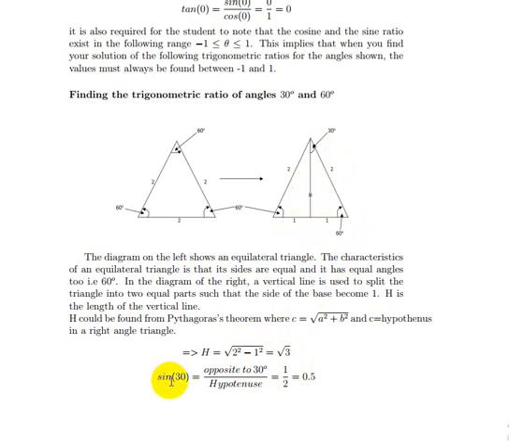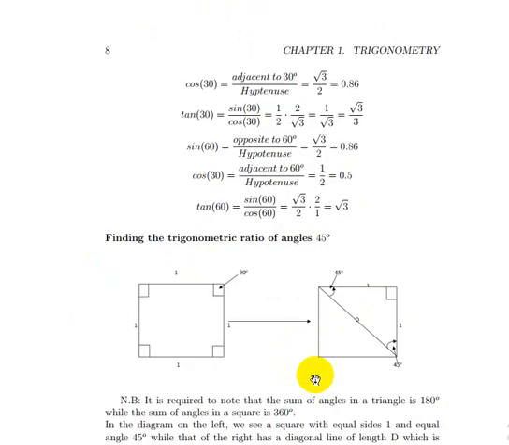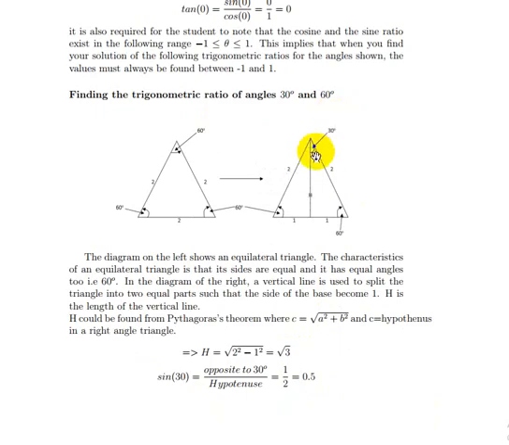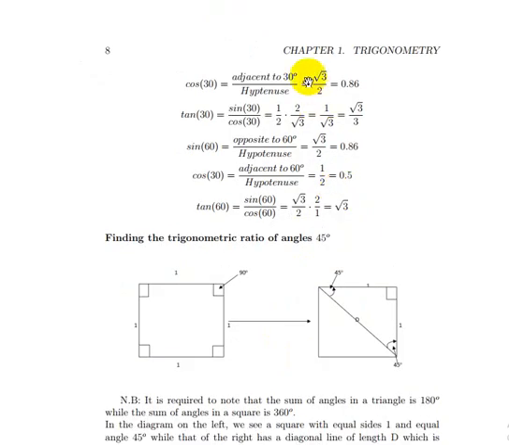Now, the sine of 30 degrees is going to be the opposite to the angle of 30 degrees, and this is 1, all over the hypotenuse. So sine of 30 degrees, the value is half, or 0.5. The cos of 30 degrees is going to be the adjacent to the 30 degrees, and this is the square root of 3 we've calculated, all over the hypotenuse, which is 2, and this gives you the square root of 3 all over 2, which is 0.86.